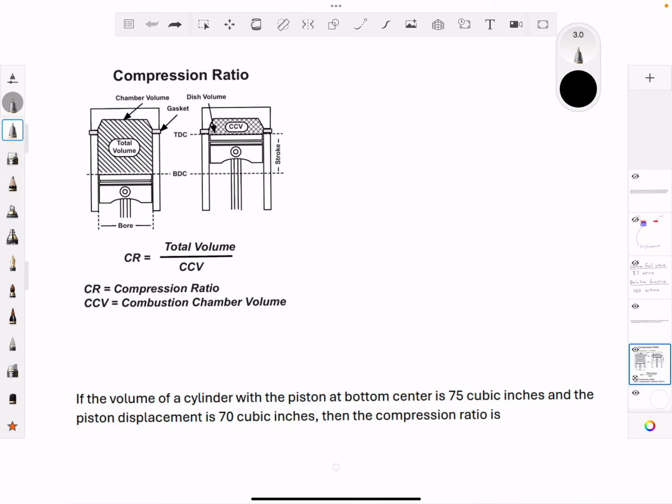All right, here's the next problem we have. It says, if the volume of a cylinder with the piston at bottom center is 75 cubic inches and the piston displacement is 70 cubic inches, then the compression ratio is.